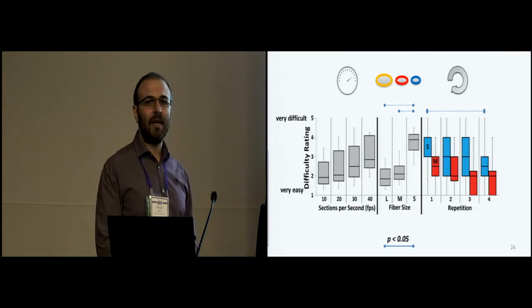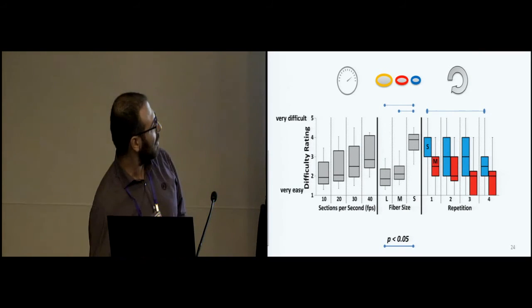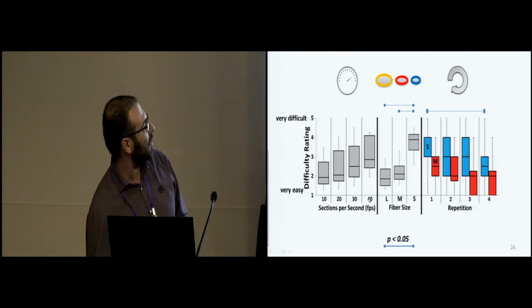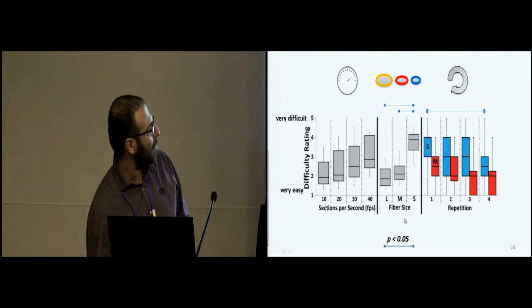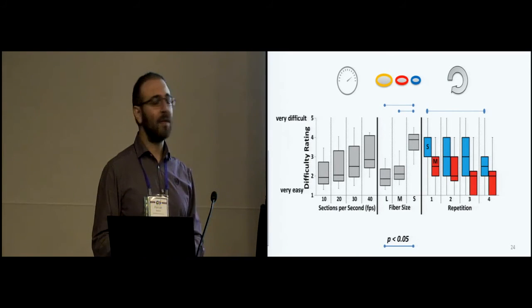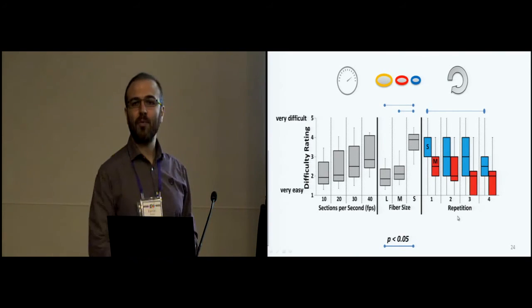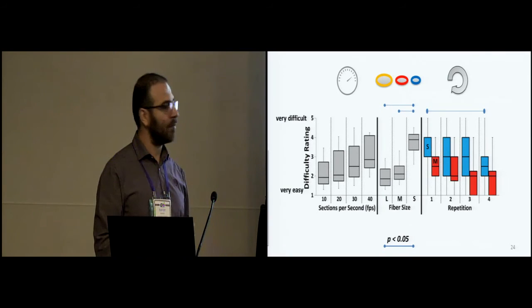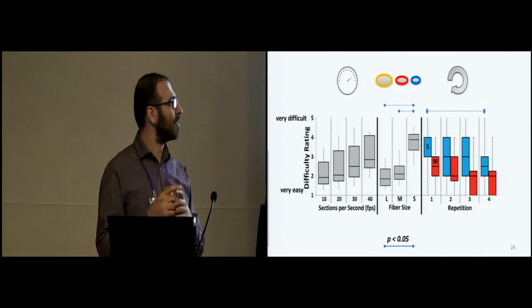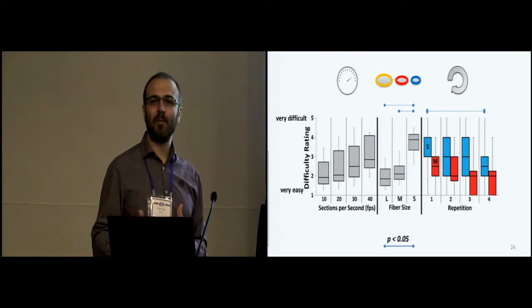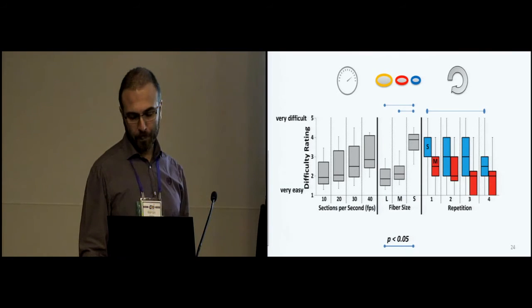In terms of task difficulty, we had some interesting results. As you see on the left-hand side, the difficulty ratings were proportional to the tracing speed. So the more speed we had, the more difficult the tasks were perceived. In terms of fiber size, the small fibers were significantly more complex to trace. And on the repetition side, on the right-hand side, we only observed one certain case, which was tracing small fibers. There was a significant difference in difficulty ratings between the first and fourth trial. That means for small fibers, repetition might help in learning tracing.